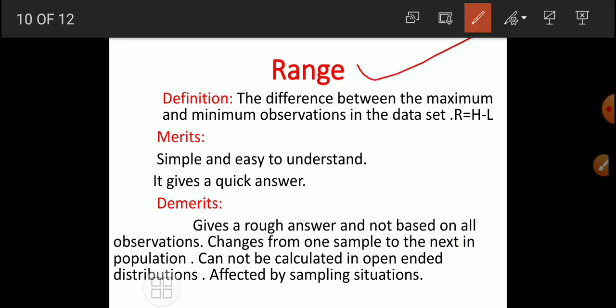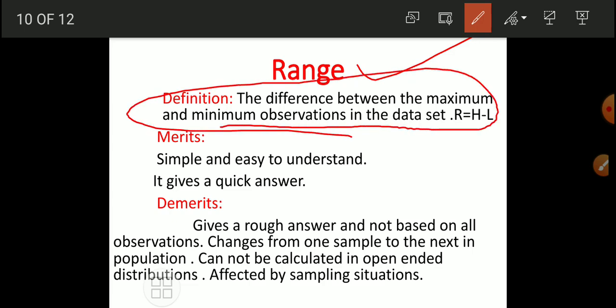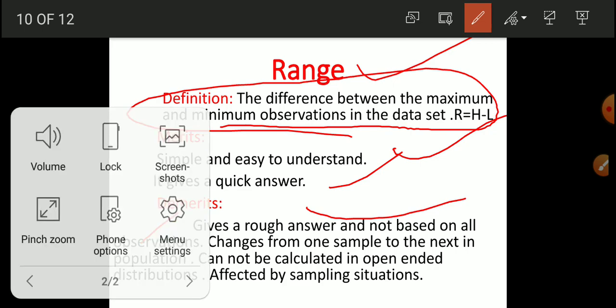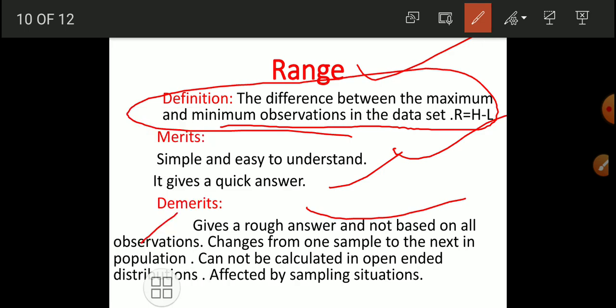In case of range, the difference between the maximum and minimum observations in the data set is called the range. R is equal to high value minus low value. It is a simple and easy method to understand. It gives a quick answer. But what are the demerits? It gives a rough answer and is not based on all observations. Changes from one sample to the next in the population cannot be calculated, and it cannot be calculated in open-ended distributions. It is affected by sampling situations.